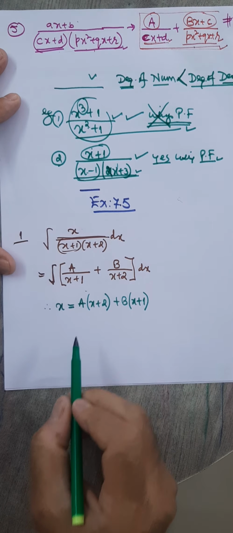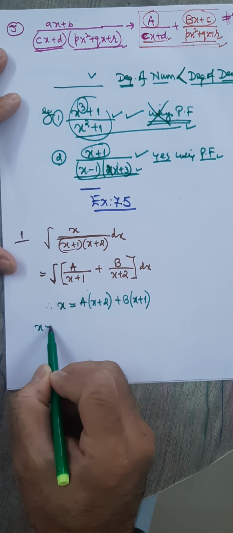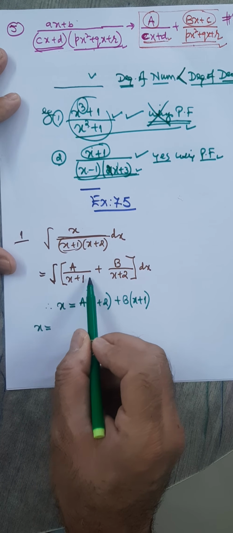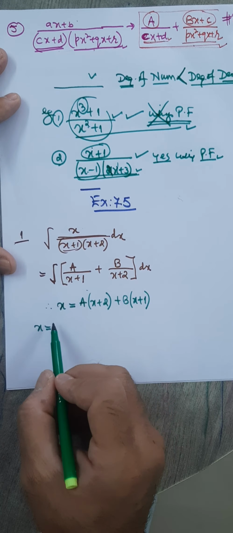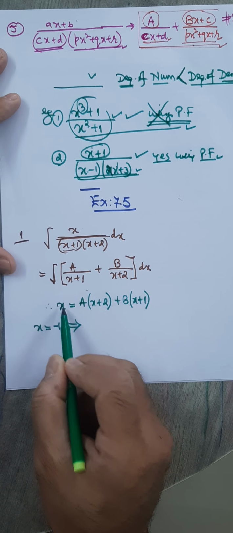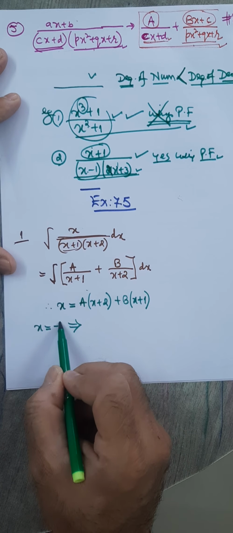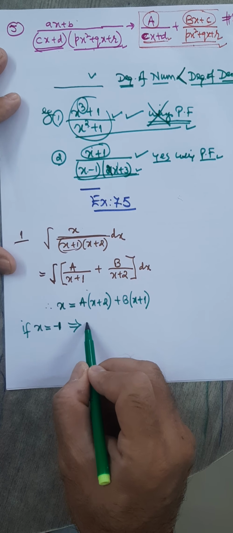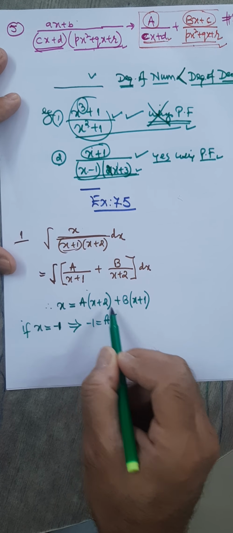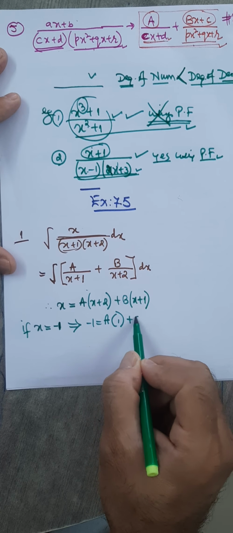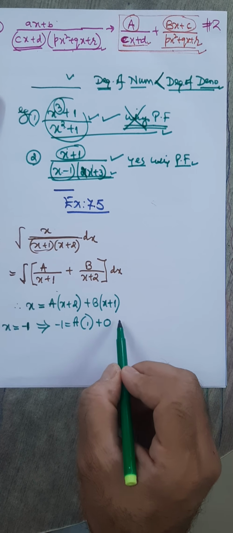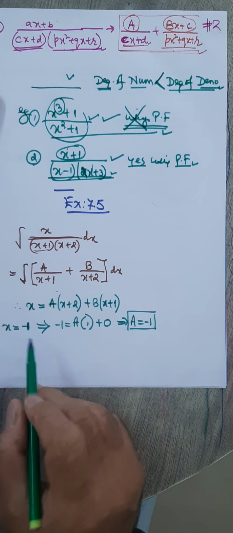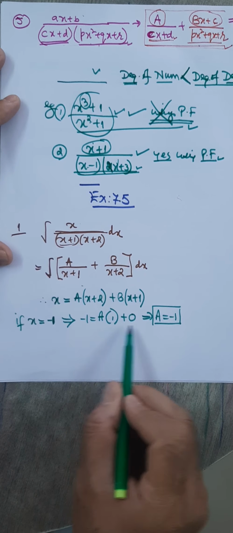Now you can choose any value of variable x. I'll choose the value of x in such a way that one term should be 0. For what value is this 0? Minus 1. So if x equals minus 1, this is minus 1, your a into this is 1, plus 0. So you will get a equals minus 1. It is not necessary that you always select minus 1, but if you select minus 1 here, one of them becomes 0.